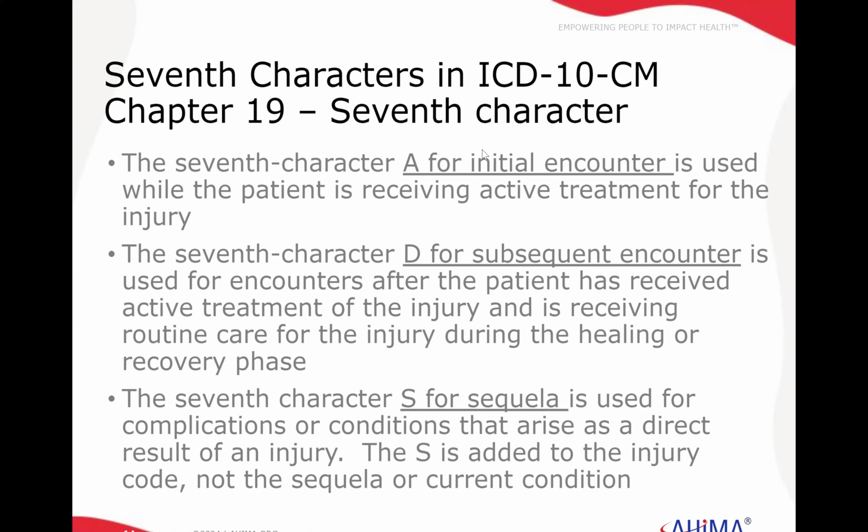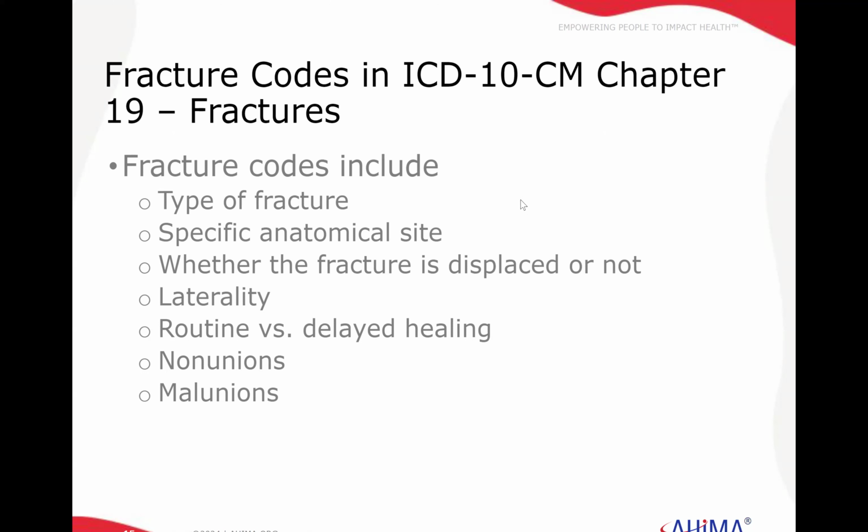One thing about ICD-10 as opposed to ICD-9 is the fracture codes are much more specific. In addition to the type of fracture, we get the specific anatomical site. We also get whether the fracture is displaced or not, along with laterality, meaning left or right, routine versus delayed healing, non-unions, and malunions.